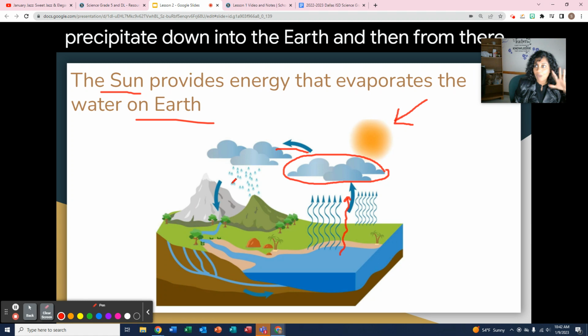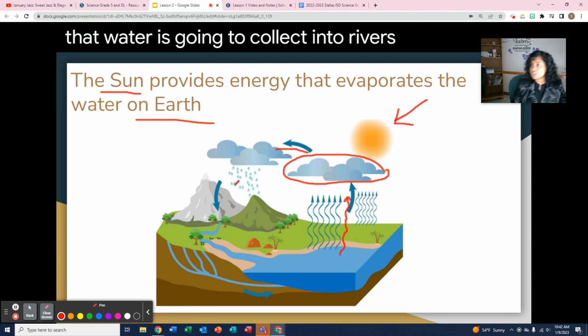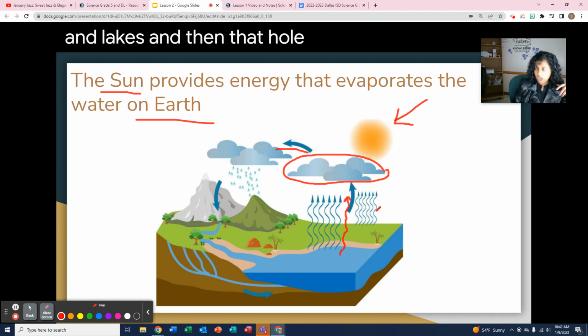And then from there, that water is going to collect into rivers and streams and lakes, and then that whole process is going to start again. That is our water cycle on Earth.